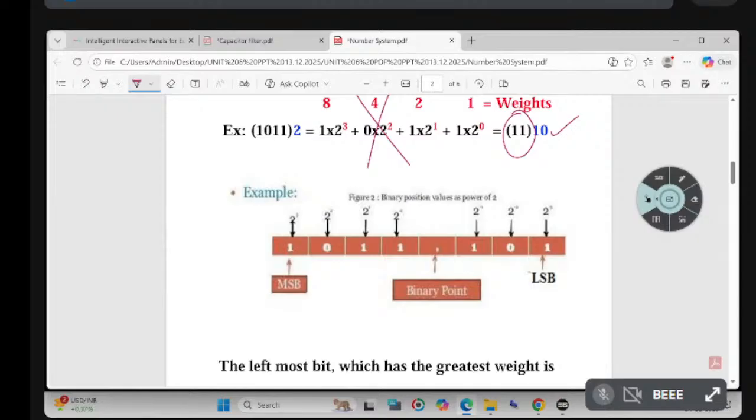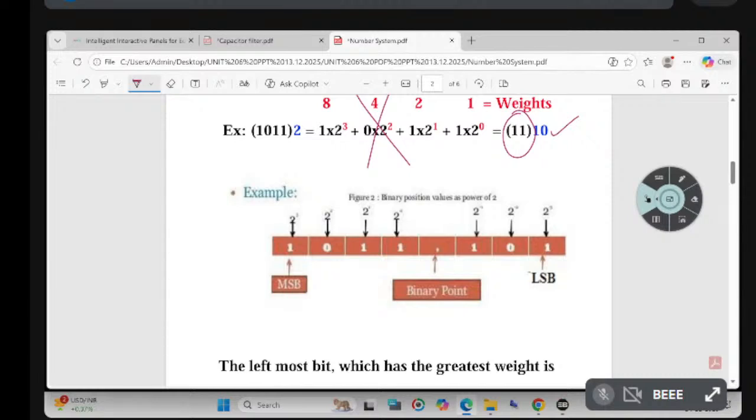1011.1101. Then how to calculate? After the decimal point, the weights are 2 to the power of minus 1, minus 2, minus 3. Before the decimal, the weights are 2 to the power of 0, 2 to the power of 1, 2 to the power of 2, 2 to the power of 3. From the right onwards, minus 1, minus 2, minus 3 for the decimal part. Then calculate: 1 into 2 to the power of 0 plus 1 into 2 to the power of 1 plus 0 into 2 to the power of 2 plus 1 into 2 to the power of 3.